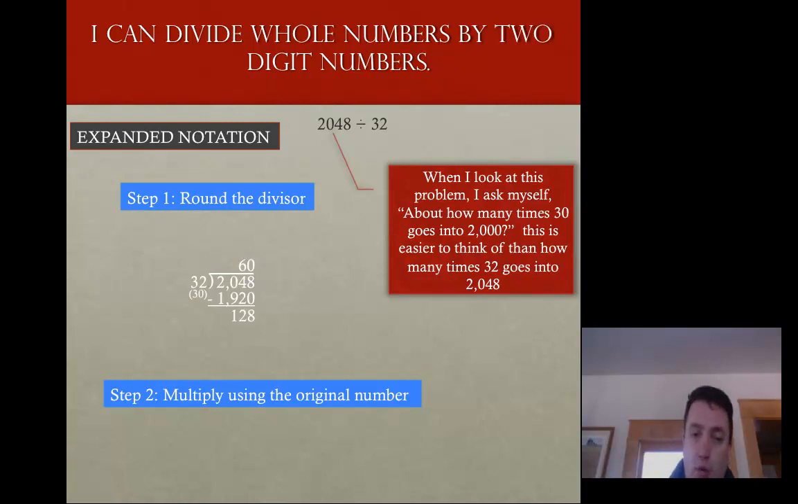I subtract, I get 128. Again, we know that 4 times 32 equals 128 from what we already looked at. And I get a 0 remainder here. Now I take a look at this and I add these up, and it's 64. Exact same answer, different method.